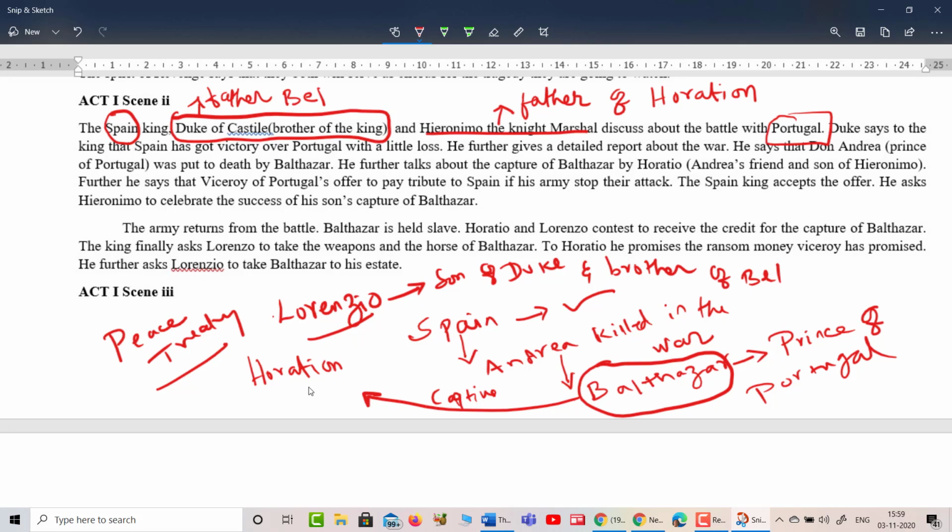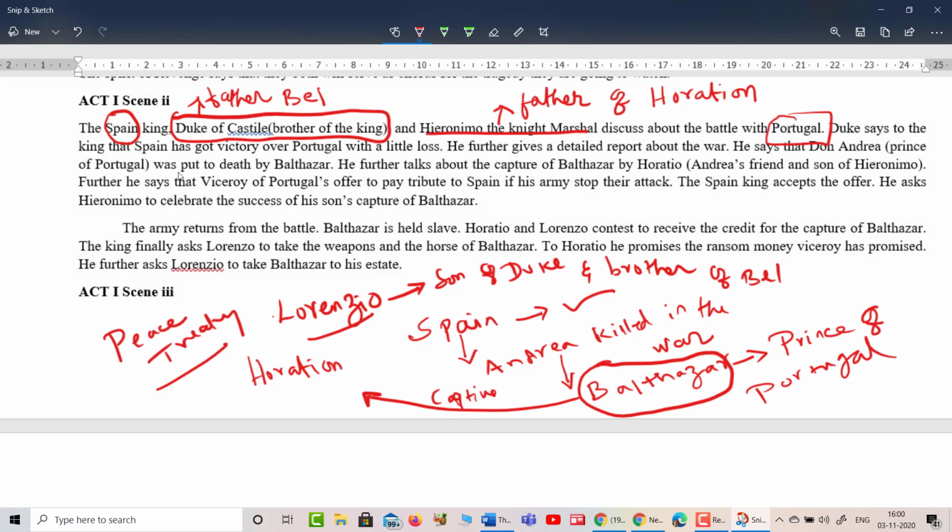Lorenzo and Horatio claim to the king for the prize for capturing Balthazar. The king finally asked Lorenzo to take the weapons and the horse of Balthazar. So Balthazar's horse and his weapons are given to Lorenzo. And the king promises Horatio the ransom money. Okay, ransom means ransom money, to Horatio. And he further asked Lorenzo to take Balthazar to his estate. So he tells him to take Balthazar separately to his estate.